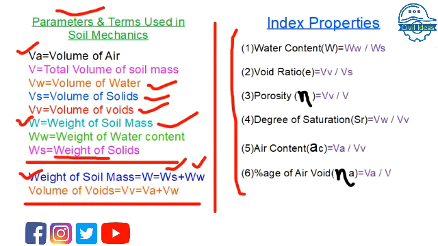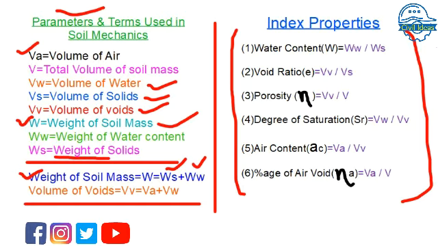Volume of voids will be volume of air plus water, because the voids are filled maybe with water and air. So that's why we have to add both these parameters so that it becomes the volume of voids. And these are the basic parameters. Now we will use them here in the index properties.